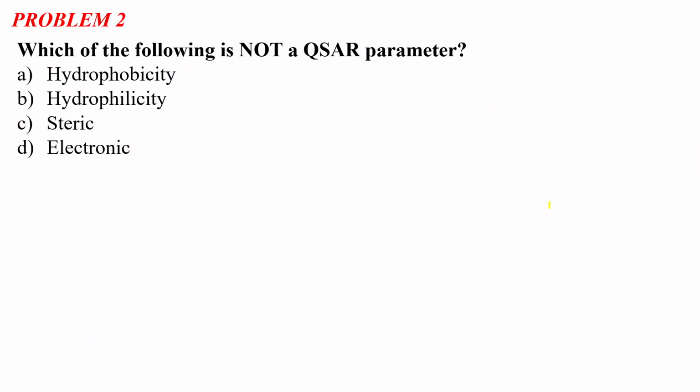Problem number two says: which of the following is not a QSAR parameter? Your options are A, hydrophobicity; B, hydrophilicity; C, steric; and D, electronic. Which of the following is not a QSAR parameter? Let me know A, B, C, or D. Which of the following will be the correct answer?